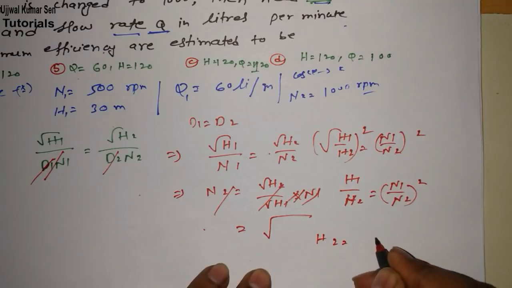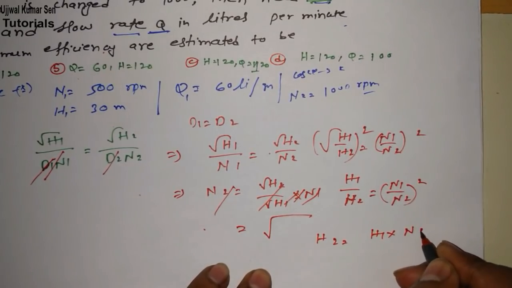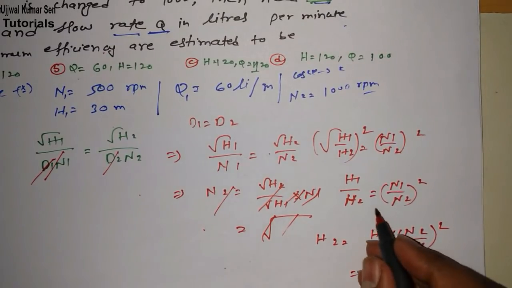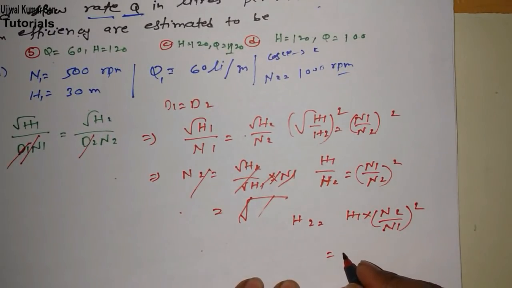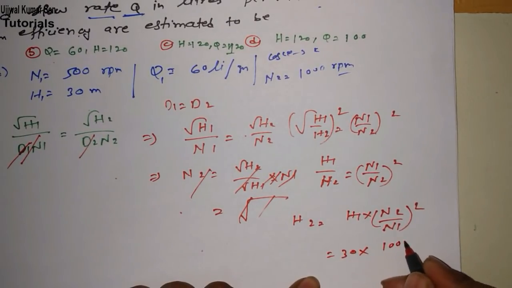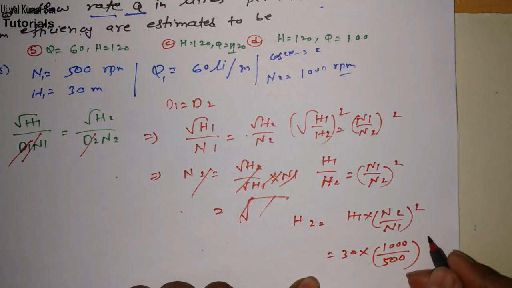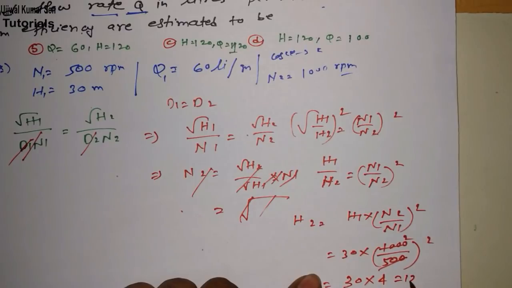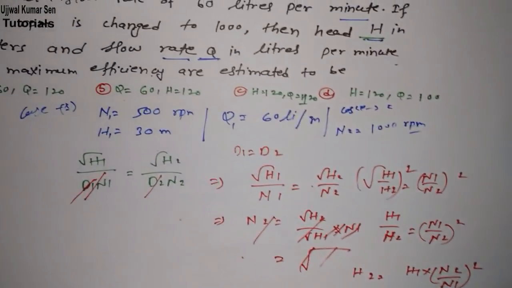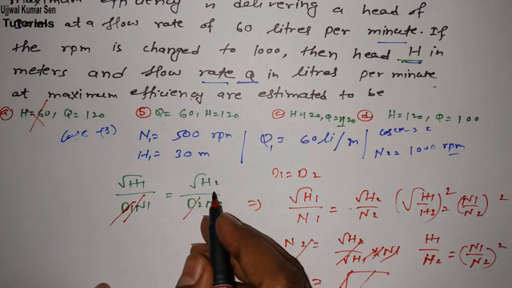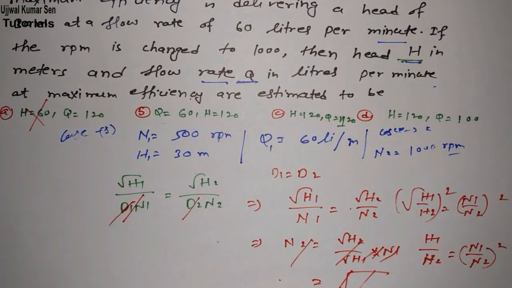Now h2 is equal to what? h1 multiplied by n2 by n1 square. So h1 is how much we have been given? 30, and n2 is 1000, n1 is 500 square. So 2 square is 4, and 30 multiplied by 4 is equal to 120 meter. That means the head we are getting is 120. So just cross-check with the options given for the head. Only one option matches that answer.